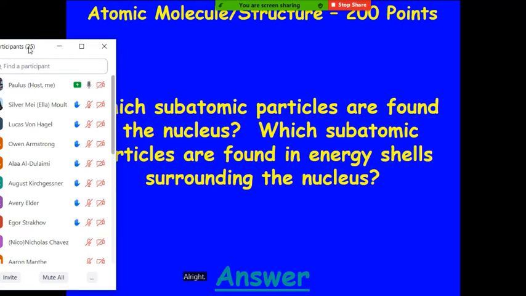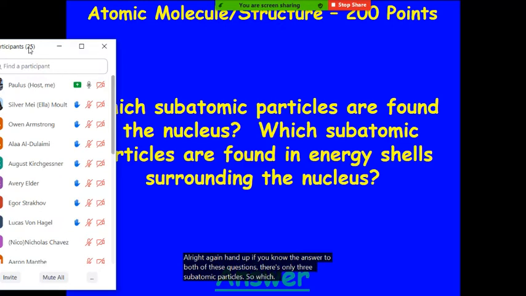All right, again, hand up if you know the answer to both of these questions. There's only 3 subatomic particles. So which 2 or 3 of these? All right, about 10 seconds. All right, here we go.